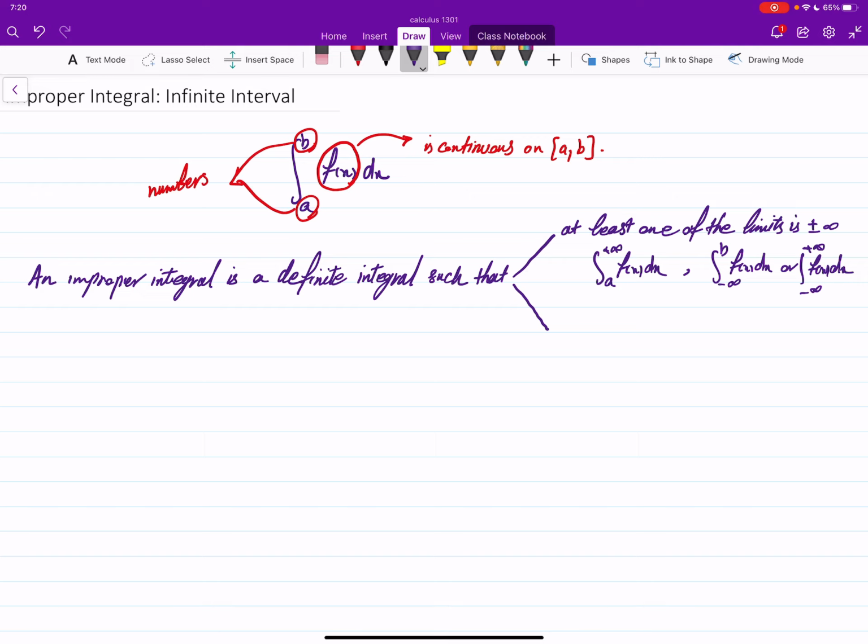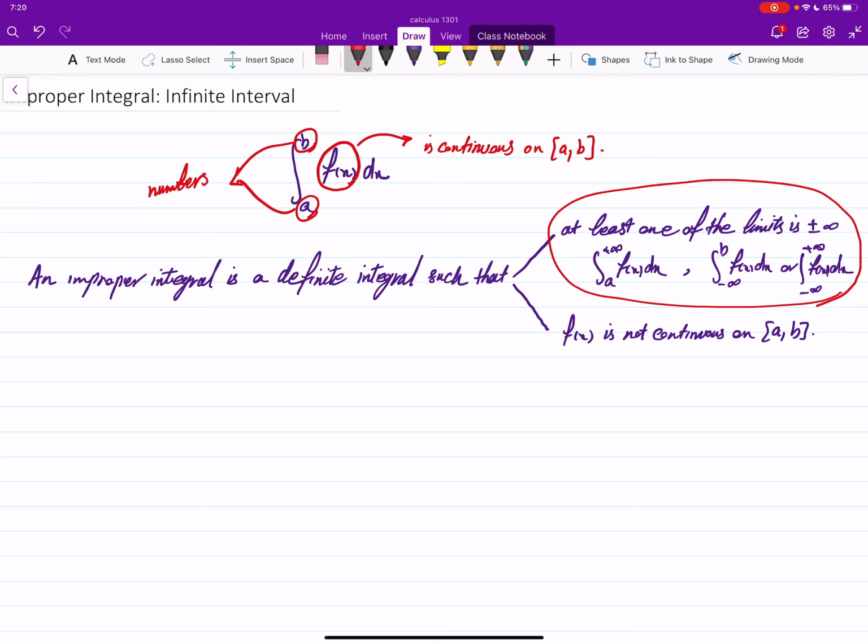Or f of x, the integrand, is not continuous on the closed interval [a, b]. Okay, so these two different types are the things that we will cover in this section, but for this video and this unit, we will study only those parts which we call improper integrals over infinite intervals.